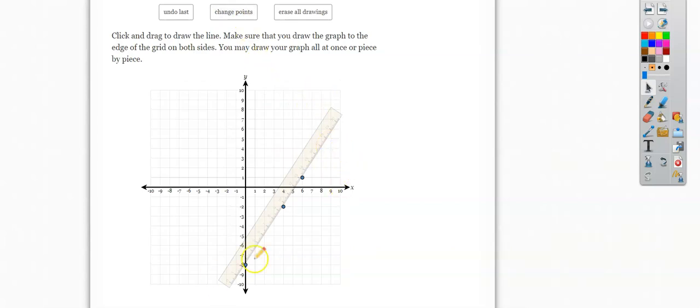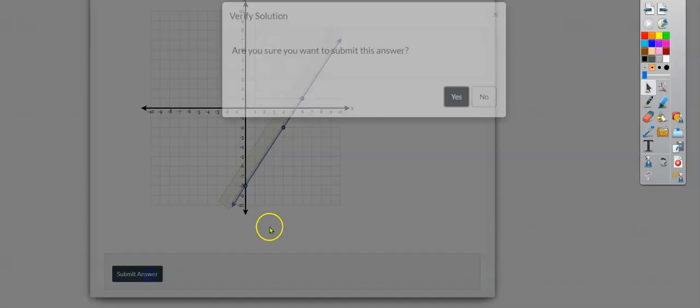Then, if you have a ruler, you're going to click and drag the line. Make sure you draw the graph to the edge of the grid on both sides. So I'm going to go all the way down here, and I'm going to slide my mouse, and it will generate that nice straight line for you. And we're going to submit our answer.